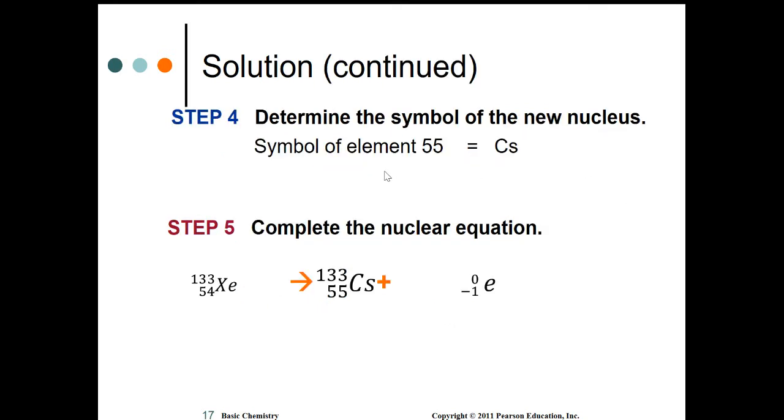Please, I hope that makes sense. The symbol of the element 55, Cs, how do you know? You look in your periodic table. So this is the outcome of the nuclear equation. Sorry, the spacing is a little bit different.